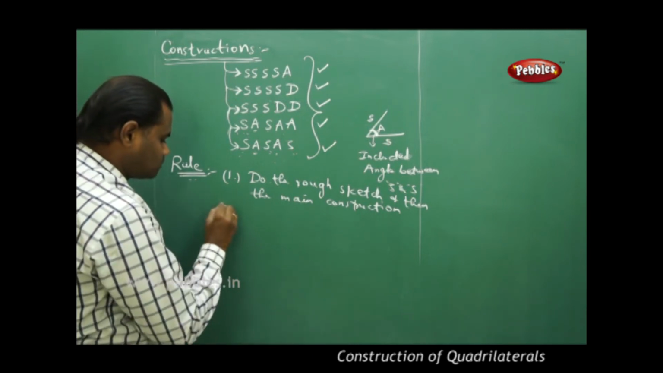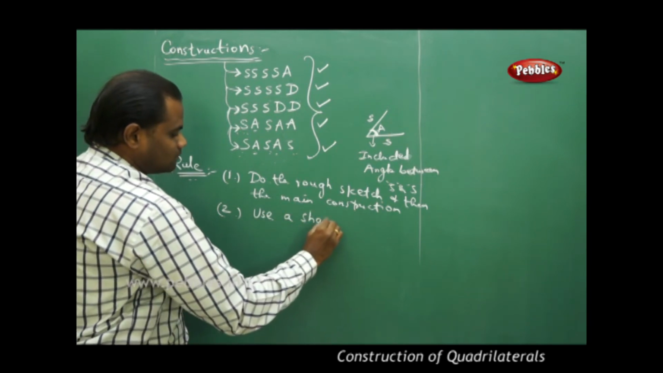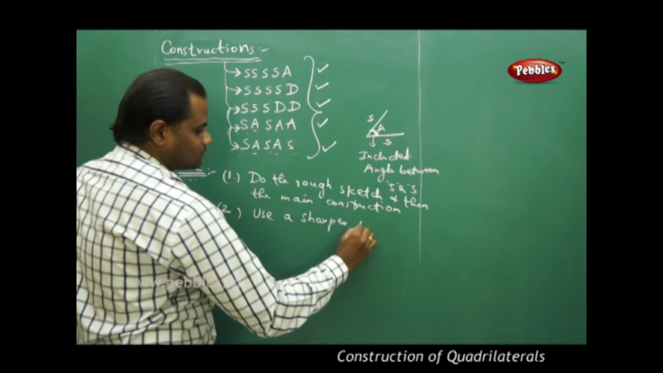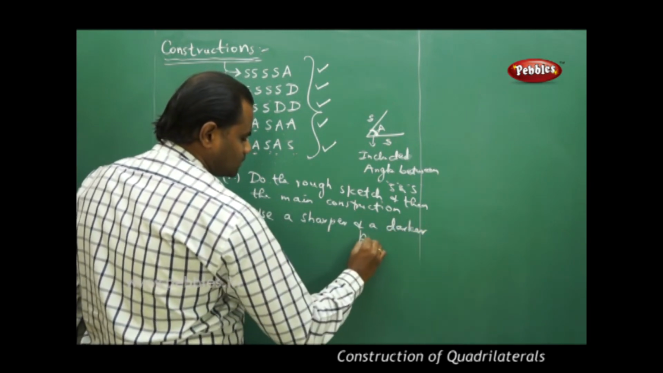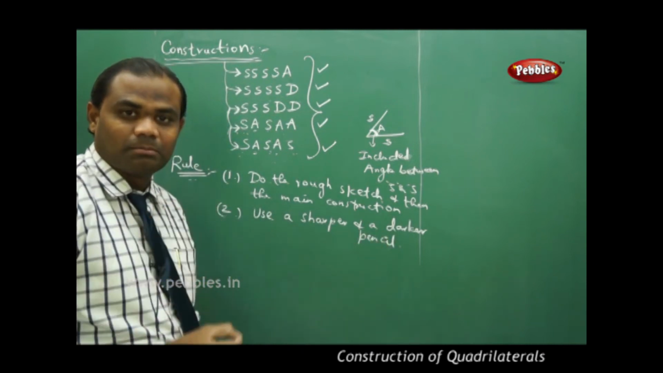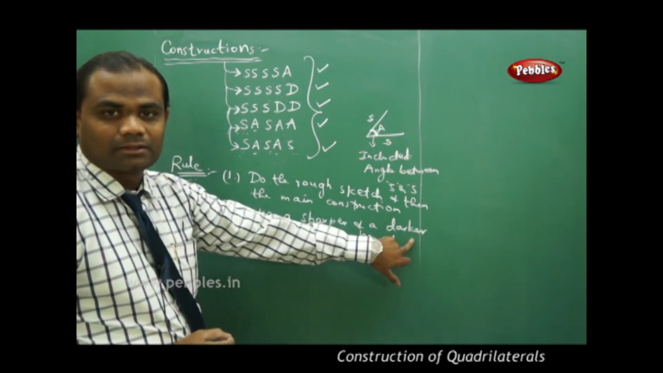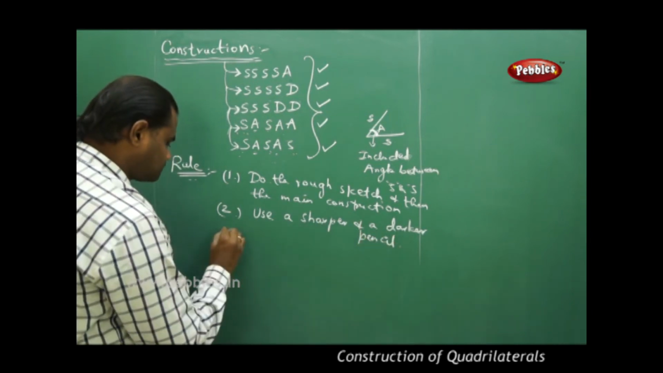That's the first rule. The second rule is use a sharper and a darker pencil. The sharpen point should not be blunt and it should not be light. Both are equally important. Use a sharper and a darker pencil.